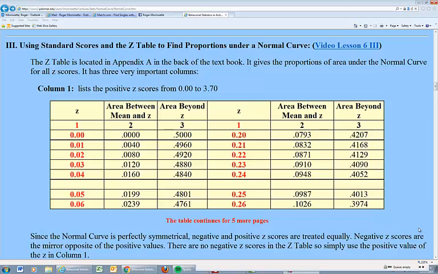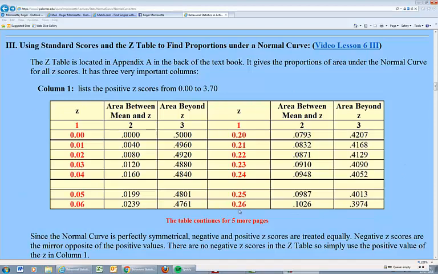All right, now let's talk about how to use z-scores and what's called the z-table to calculate the proportions underneath the normal curve. So the z-table you can find in the back of your book. It's in the appendix. There's also a link to a z-table at the bottom of this lecture. Here's an example of what the z-table looks like right here.